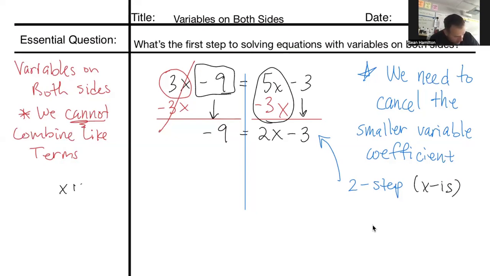So x is on this side is going to be my inverse. So x is being multiplied by 2, subtracted by 3. So the inverse would be adding 3 and then divided by 2. And I'm going to do that inverse in reverse. I'm going to start by adding 3.